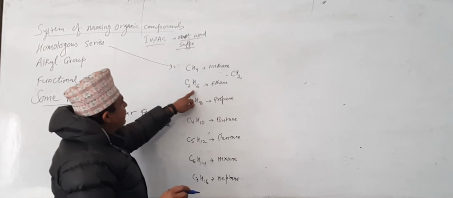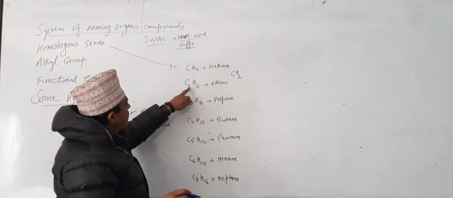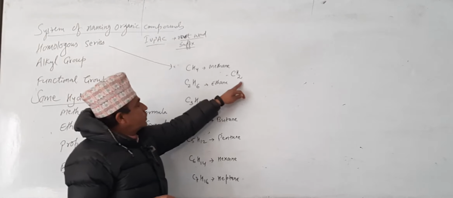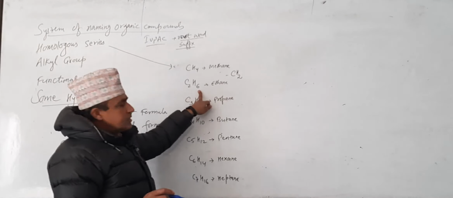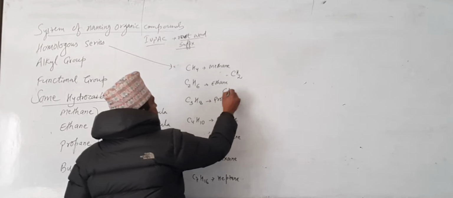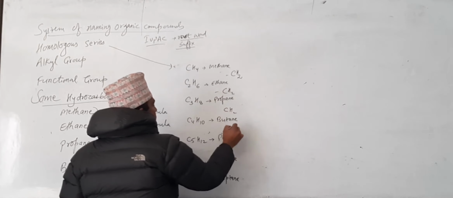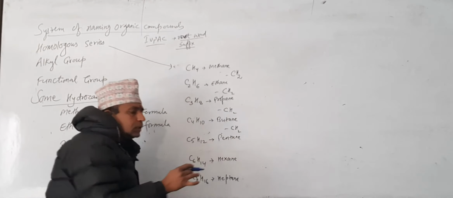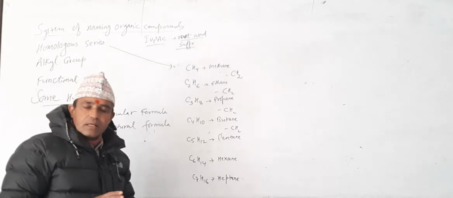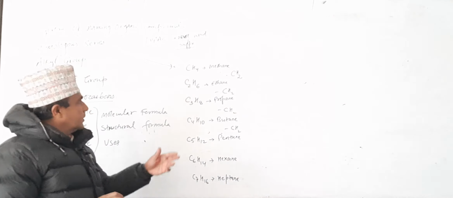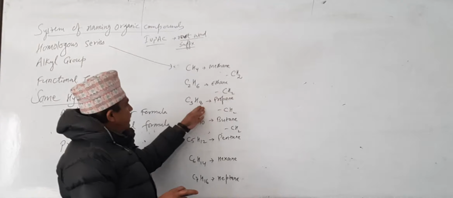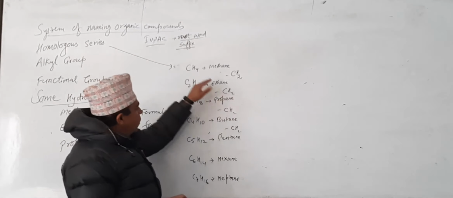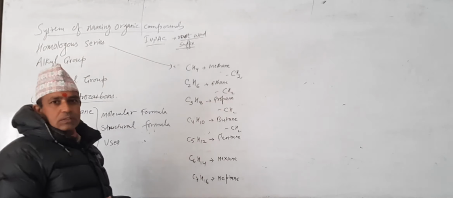In between CH4 and C2H6, one carbon. When you add one carbon, it becomes two carbon. Here are 4 hydrogen, add 2 hydrogen, it becomes 6. In between these two also the difference is CH2, here also CH2, here also CH2. So those series of organic compounds in which the successive members differ by CH2 group is called homologous series. So this is homologous series.